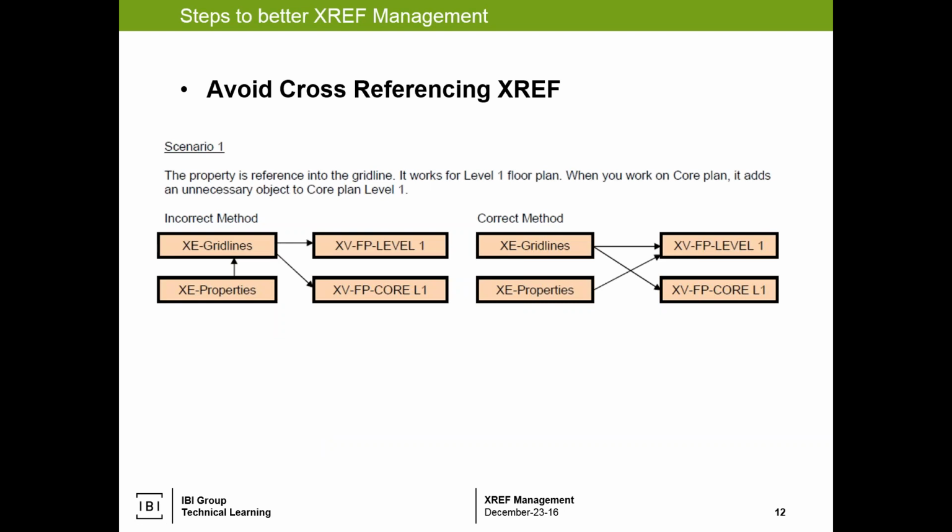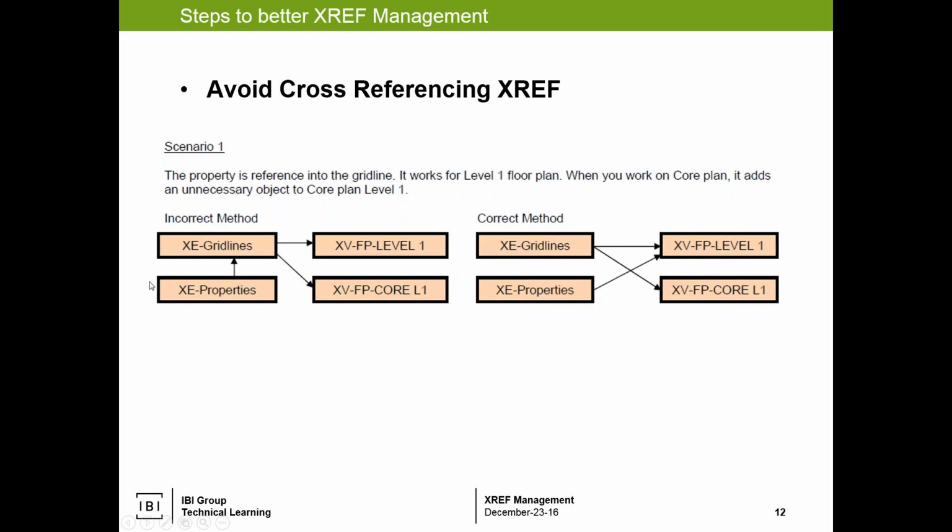Okay, I have scenario 1. Just to give you an example of what I'm talking about. You have a property line inserted into a grid line. It works for level 1 floor plans, but when you actually put it into a core plan, it adds unnecessary objects to, let's say, core plan level 1. For instance, you have the property line go into the grid, and that gets XREFed into level 1 and core level 1. What that does is that this particular property line is not applicable for this.